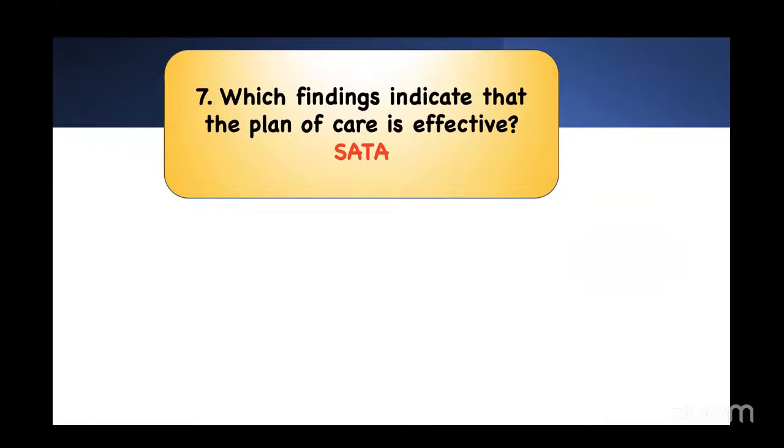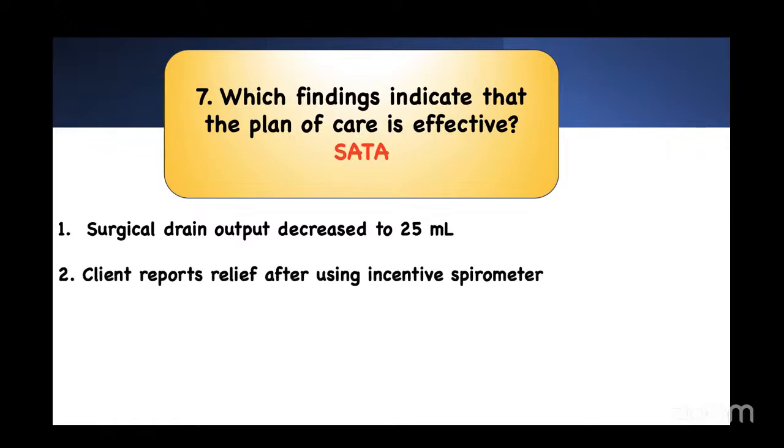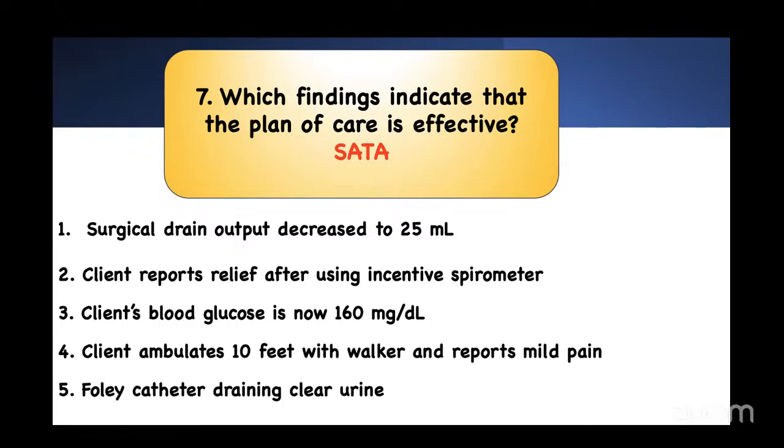Which finding indicate that the plan of care is effective, right? Effective assessment of the plan of care that was instituted. What do you think? Surgical drain output has decreased to 25. What do you think about it? Client report pain relief after using incentive spirometer, right? It's doing better. His blood glucose is now 160. Is he okay? He started 132. He can ambulate 10 feet with the walker without any pain, just a minimum pain. Is that good? And the Foley is just draining clear urine, basically.